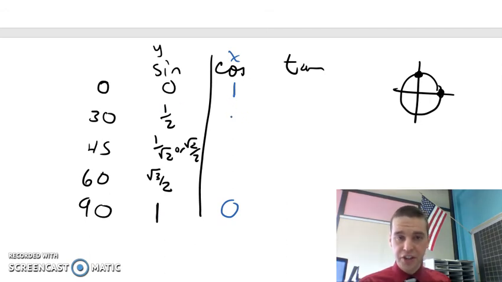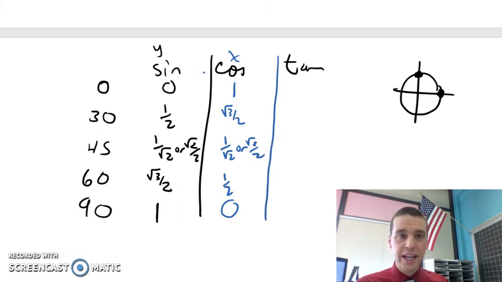Cosine of 30 degrees ends up being square root of 3 over 2. Cosine of 60 degrees ends up being 1/2, if you go back to your triangles. And 45, we know as isosceles that the x and the y values are the same, so it's 1 over square root of 2 or square root of 2 over 2.